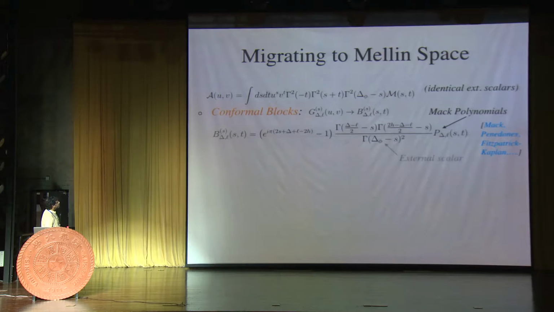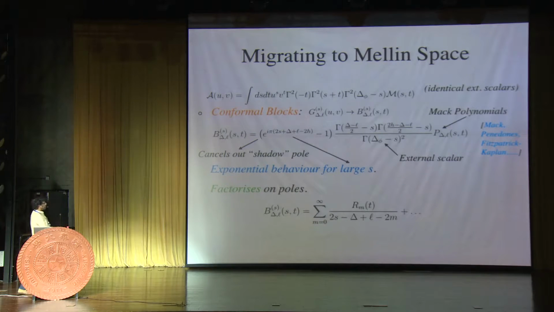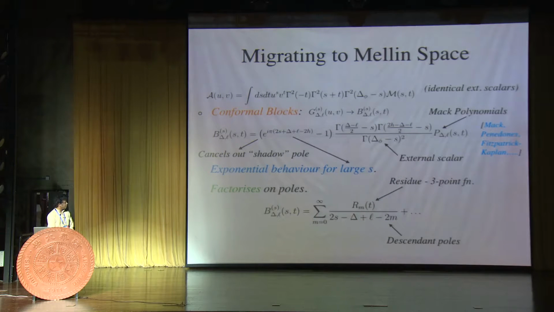And there's, importantly, a projector. This is a projector which sort of cancels out so-called shadow pole, which I don't have time to explain. But essentially, this factor leads to an exponential behavior at large S for these conformal blocks. These, as I said, they factorize on poles. So these are meromorphic quantity. Well, they're entire functions, but they factorize on a series of poles in delta, for instance. And the residues are the 3-point functions. In fact, there's a whole series of descendant poles, and so on.